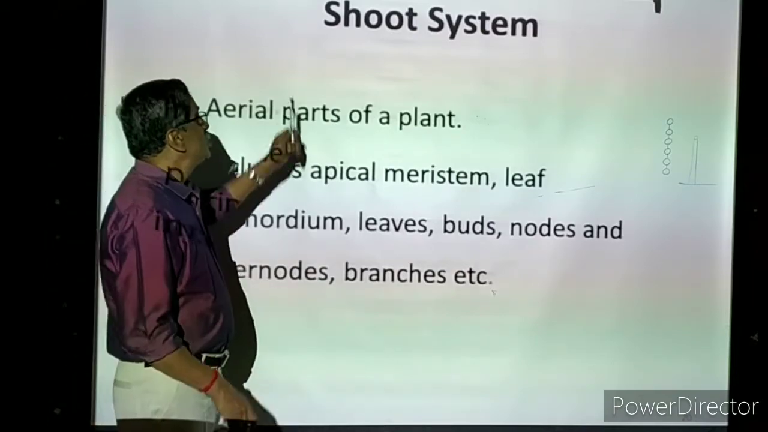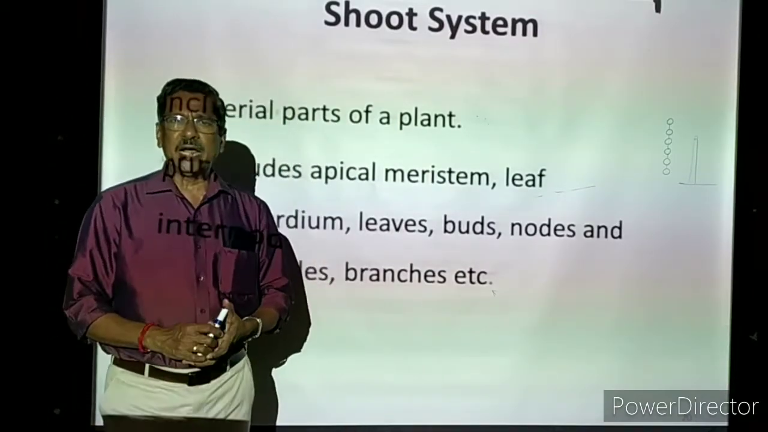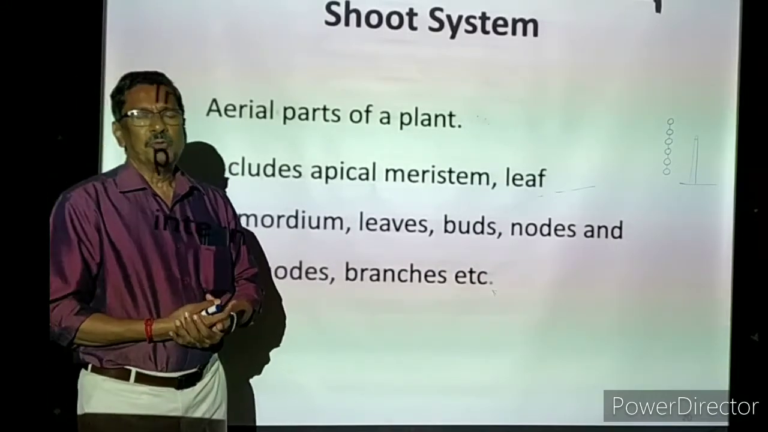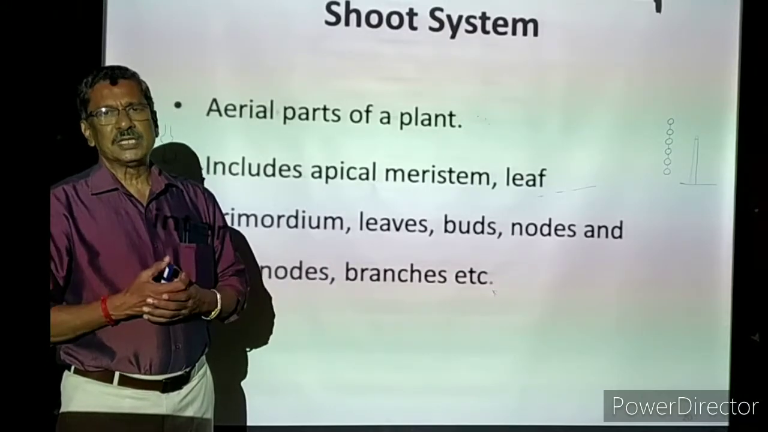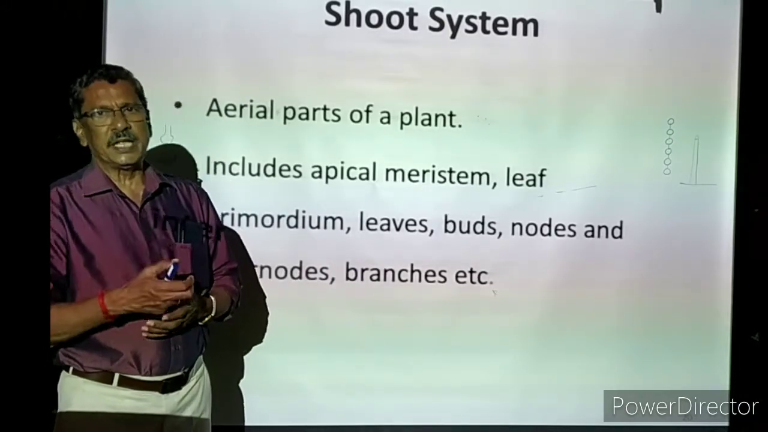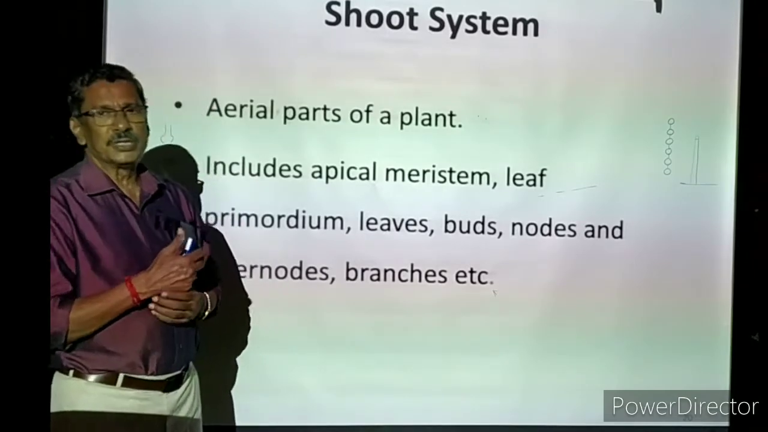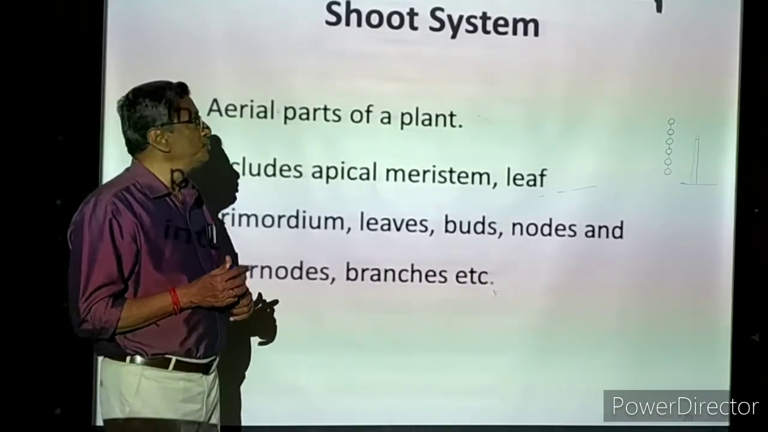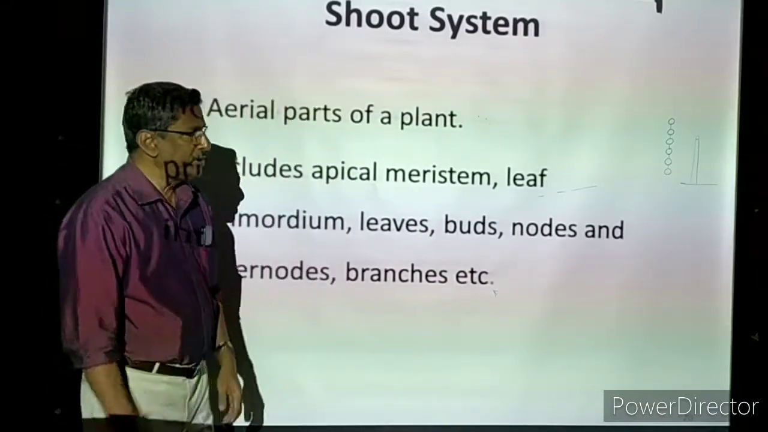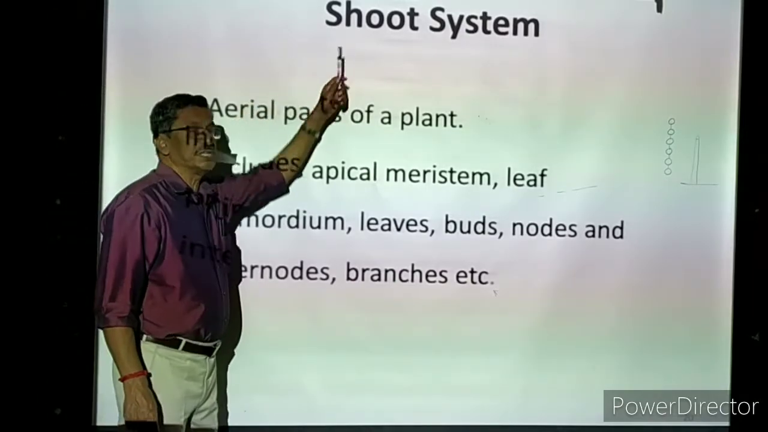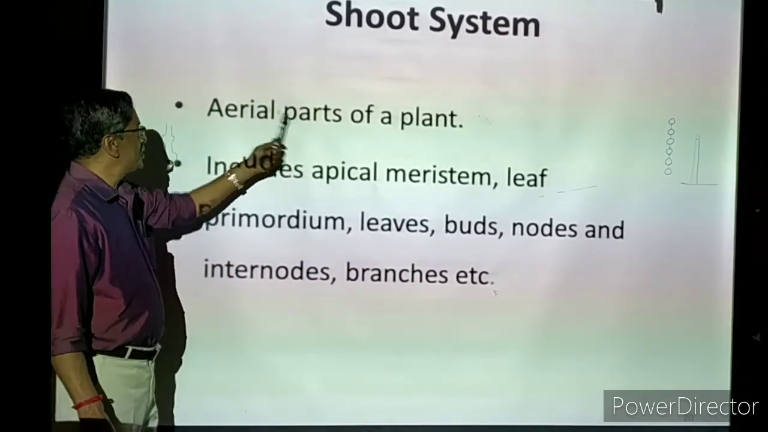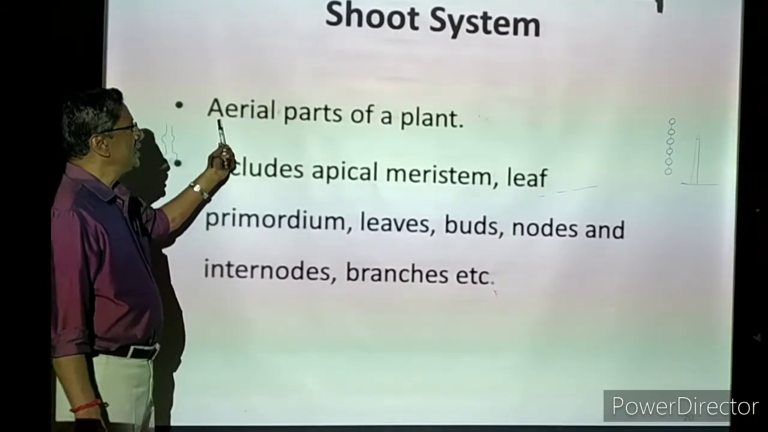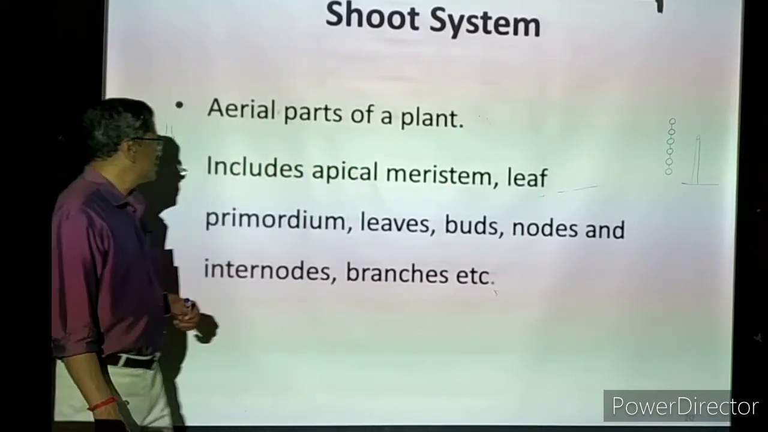Now we are going to start with the shoot system. Already in the introduction I told you the shoot system means the portion of the plant present above the soil level, which has the main stem, branches, nodes, internodes, leaves, axillary buds, terminal buds, flowers and fruits. But flowers and fruits come under reproductive morphology. Except the flowers and fruits, the others come under the shoot system in vegetative morphology. So what is the shoot system? It is an aerial part. Aerial part means the regions of the plant present above the soil, that is in the air.